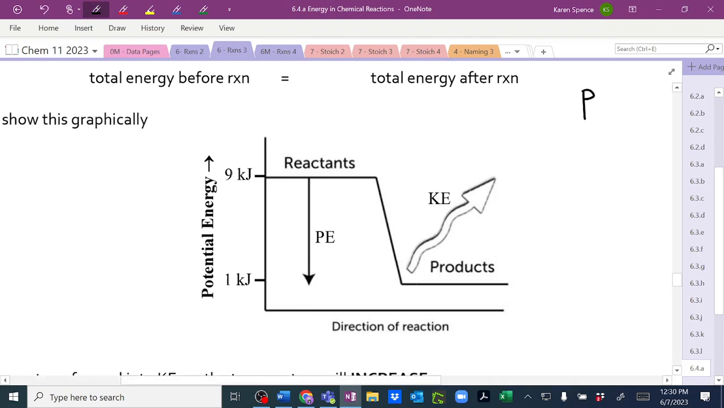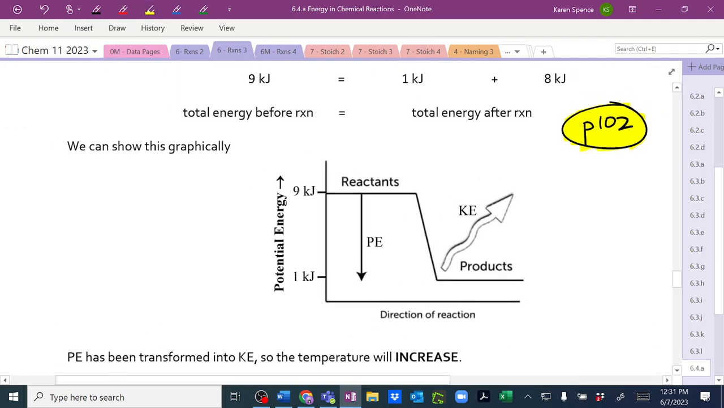So we're not going to spend a lot of time on it. This particular type of diagram, we're going to go through just a little bit of terminology. This particular type of diagram is called a potential energy diagram. Page 102.